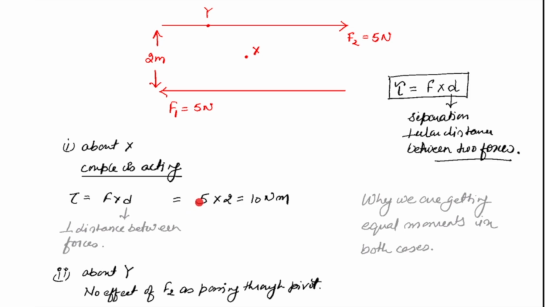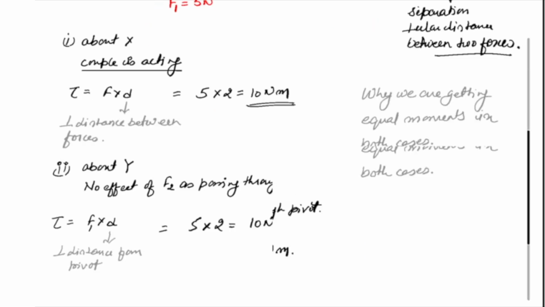So here we can apply that. 5, the distance between the two forces is 2. See, this one force, the distance is 2. So the answer will come as 10 Newton meter. Okay, now let's do the next part.